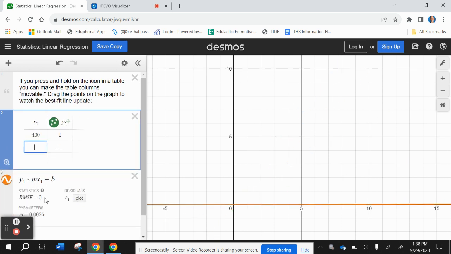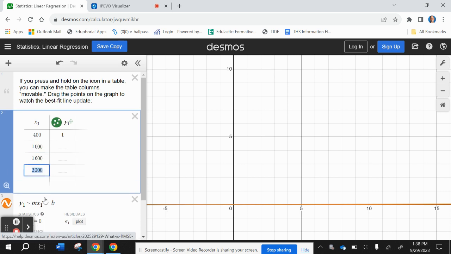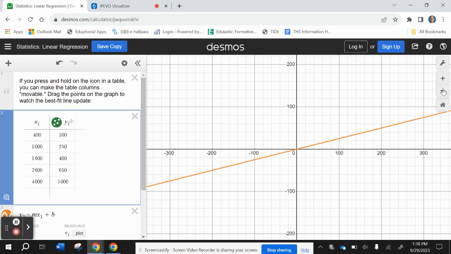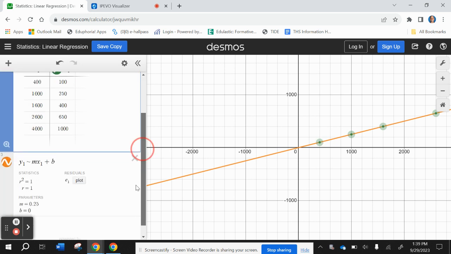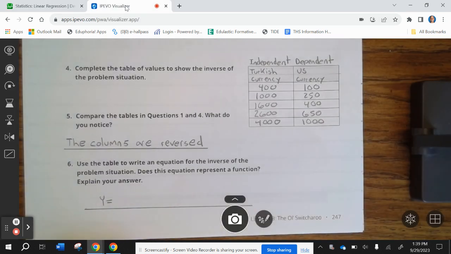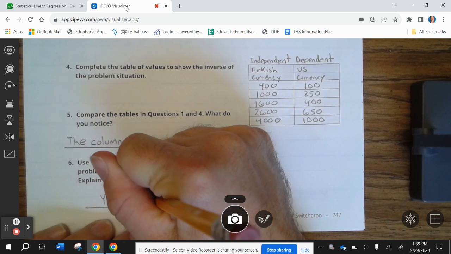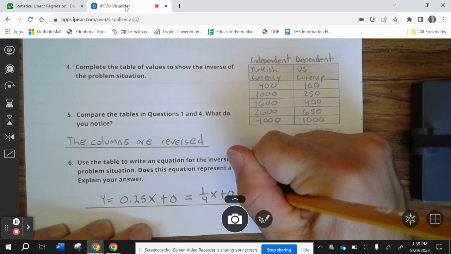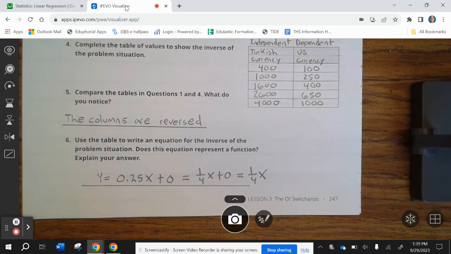So 400, 1000, 1600, 2600, and 4000. And then 100, 250, 400, 650, and 1000. Okay, and we're going to zoom out. You see the line goes to the points. The r squared value is 1. So our equation is 0.25x plus 0, which is equivalent to 1/4 x plus 0, which is equivalent to 1/4 x. All right, go ahead and finish that up.